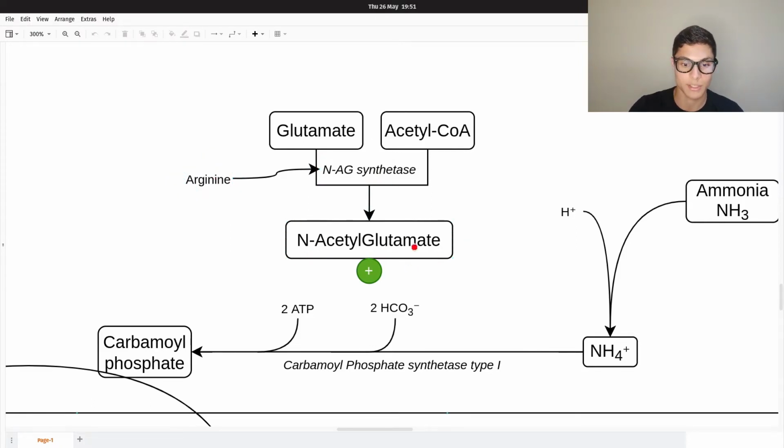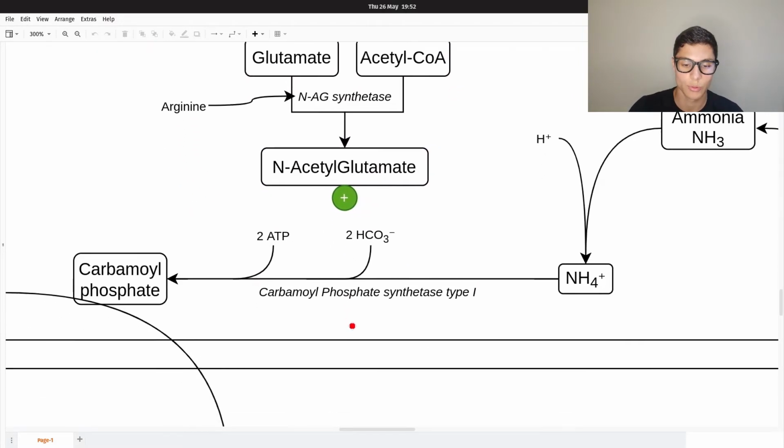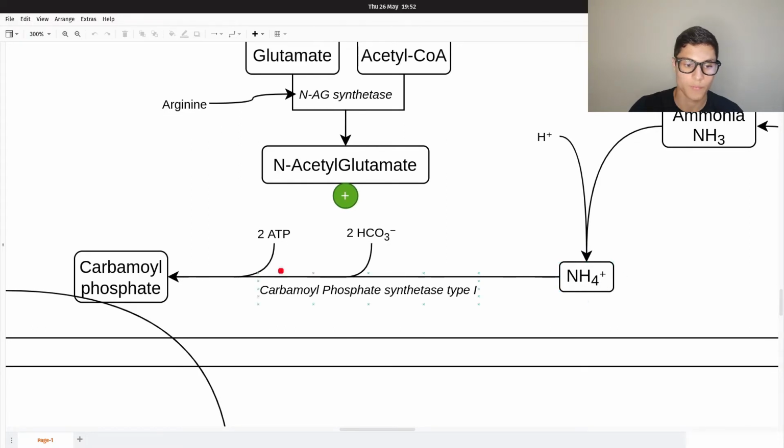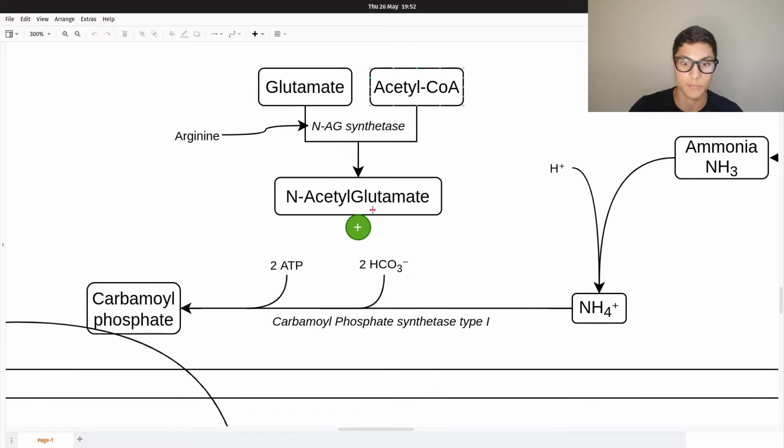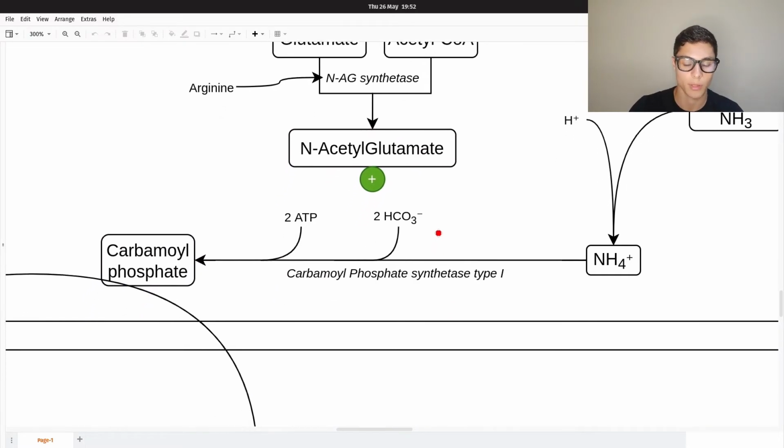So it works as a checklist, because if all these three are present, then we will be able to convert ammonium to carbamoyl phosphate and start the urea cycle. If one of those is missing, we cannot start the urea cycle because we will not have the carbamoyl phosphate. So it's a very, very important molecule, this one.